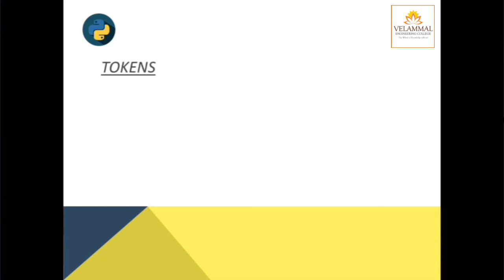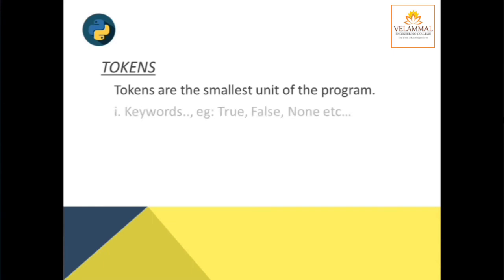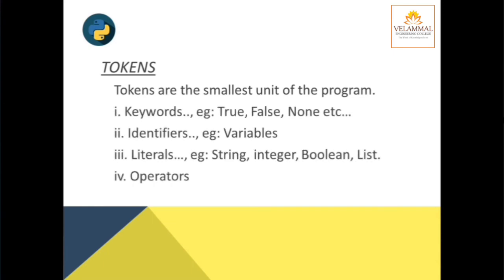Tokens. Tokens are the unit blocks of a program which we use regularly while writing code. Tokens are divided into keywords, identifiers, literals, and operators. We will see all of them in detail in future videos.